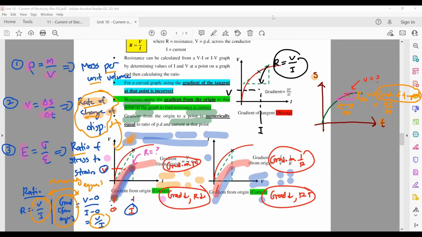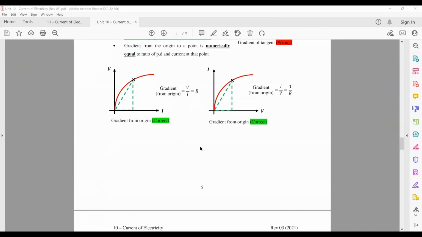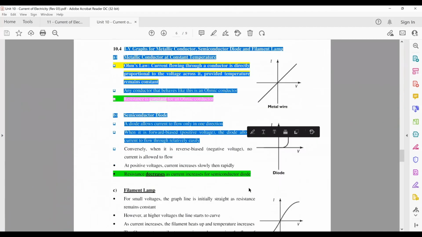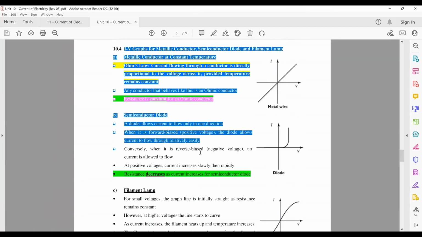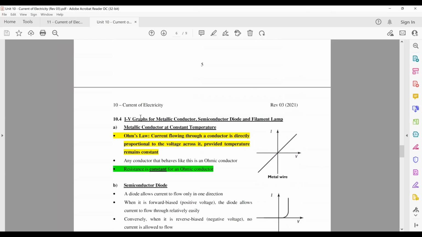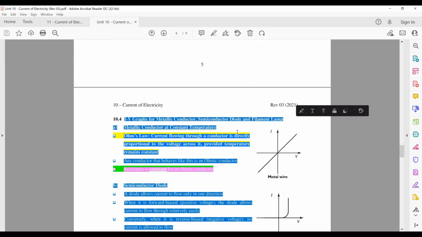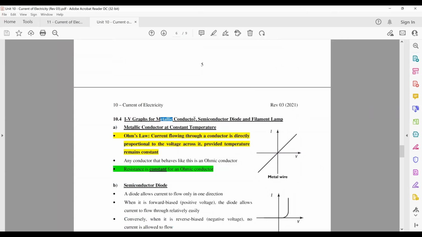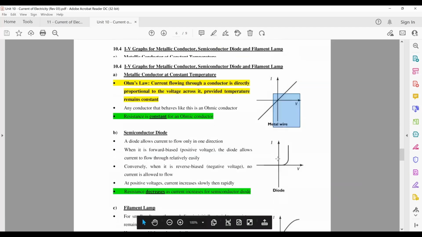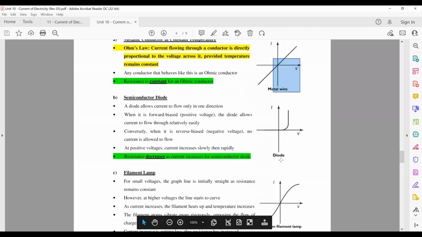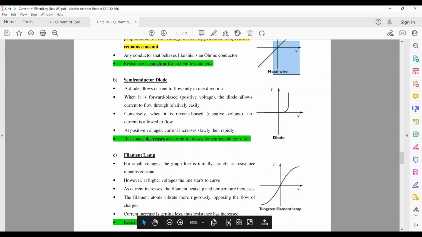Then after that, you just move on to some of the others. Okay, now then after that, we go on to IV graphs again. Now, you are required to know the IV graphs, voltage current graphs for three different components: a metallic conductor, a semiconductor diode, and a filament lamp. Okay, they will often ask you to identify the IV graphs for these three components, and you're supposed to know how to draw their shapes, which is given in this page of your notes.